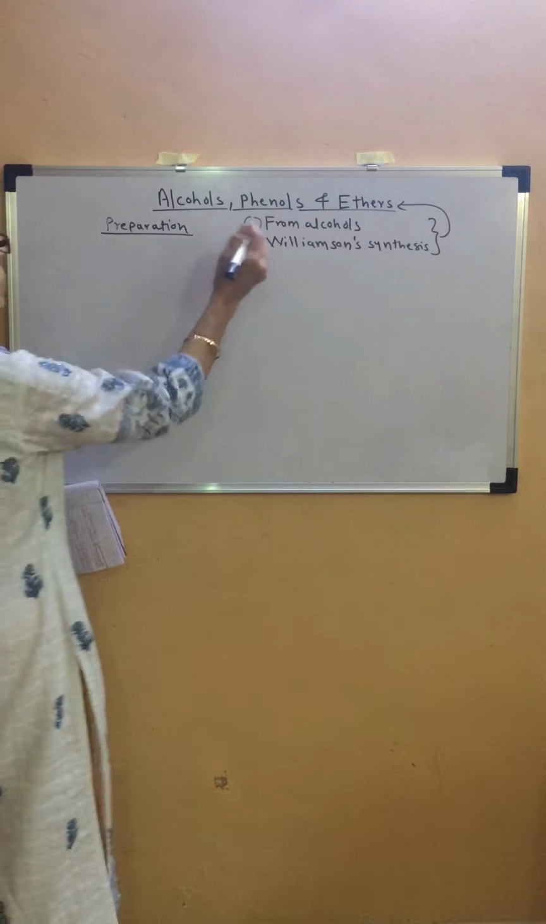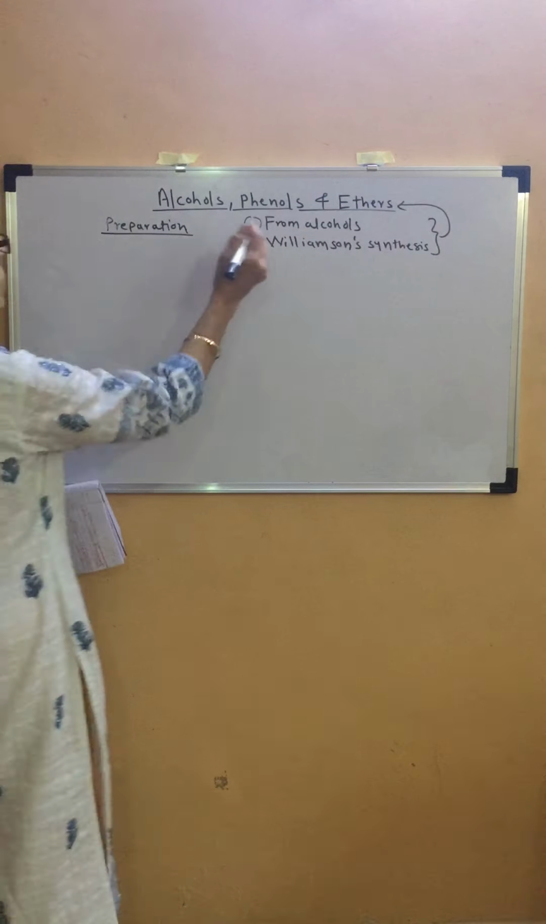See, alcohols undergo dehydration, loss of water, and we are able to get ethers. If you take a primary alcohol like ethyl alcohol, C2H5OH, and heat it with concentrated H2SO4 at 413 Kelvin, two molecules of ethyl alcohol are needed.